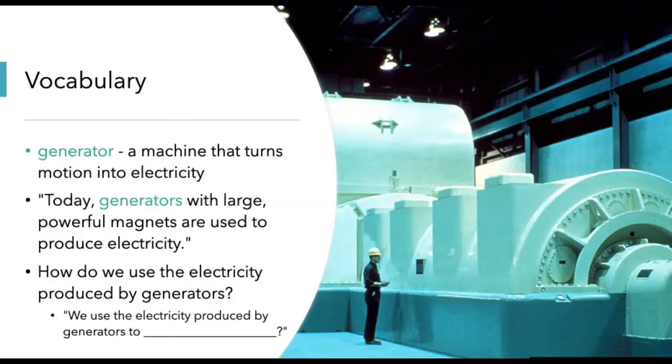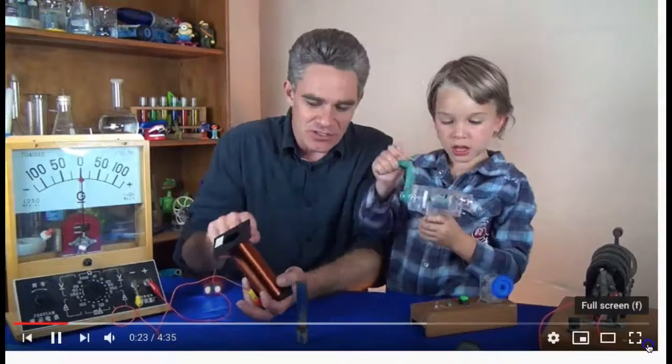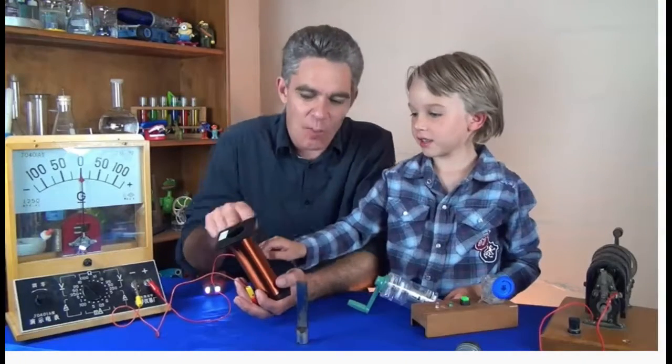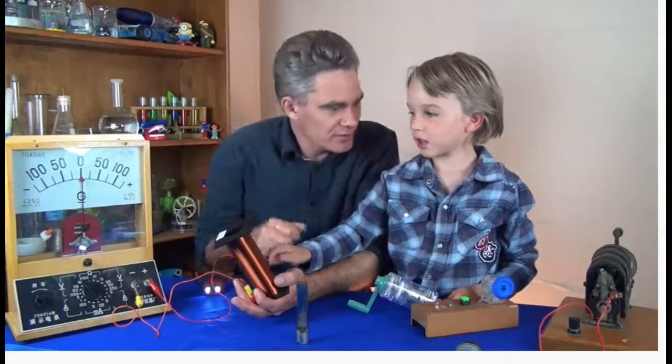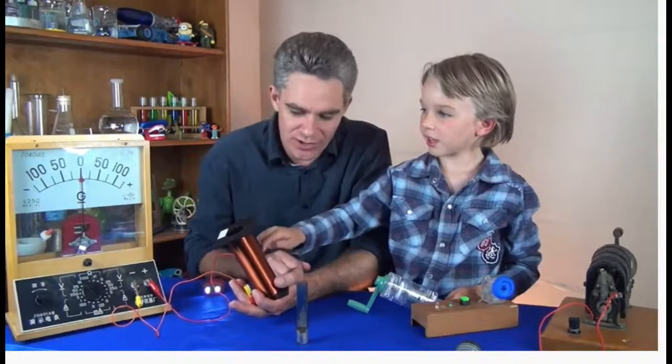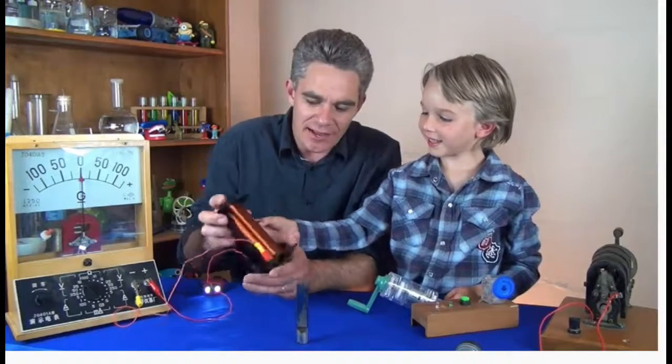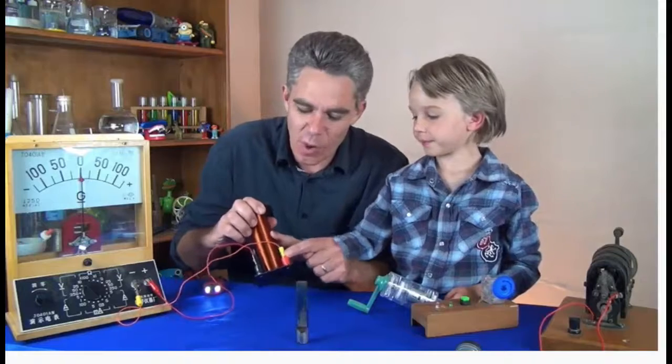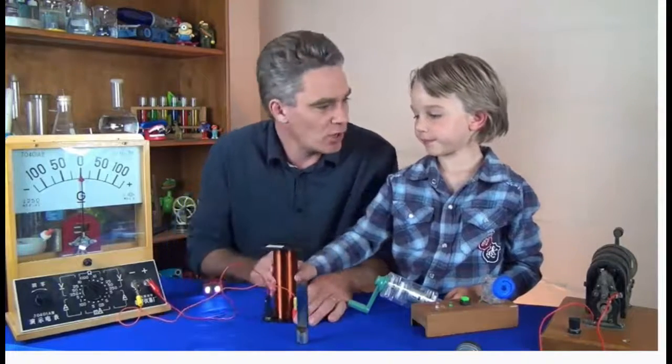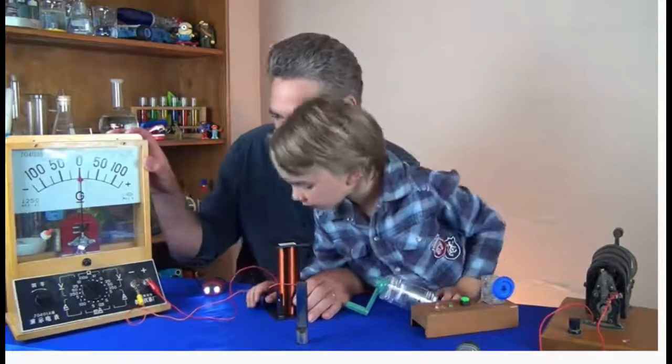We use the electricity produced by generators to show you one way to make some electricity. Okay? Now, do you know what this is? This is copper wire, coiled around. Lots of copper wire coiled around. It feels funny. And I've got a wire connected to each end of that coil, and that goes to this special meter.